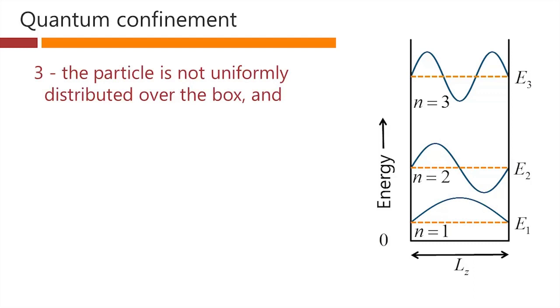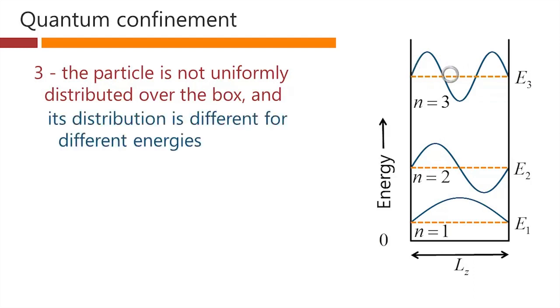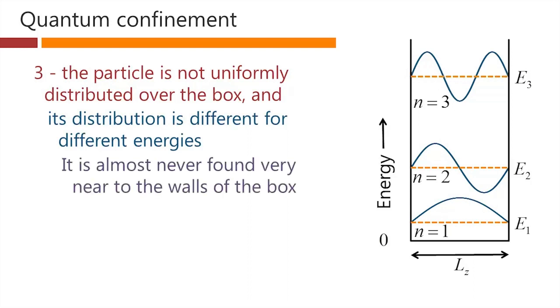Thirdly, the particle is not uniformly distributed over the box. In classical mechanics, how would we think about a problem like this? Well, maybe we would think that if the particle has energy, it is indeed bouncing back and forwards inside the box. But classically there would be no wave interference, and hence we would not have the phenomenon we have here of the particle having different distributions for different energies, and indeed having any distribution at all. It would be nearly impossible to find the particle quantum mechanically near to the walls of the box, for example. That's not something we would expect from classical physics.